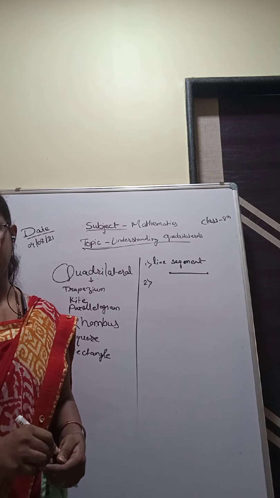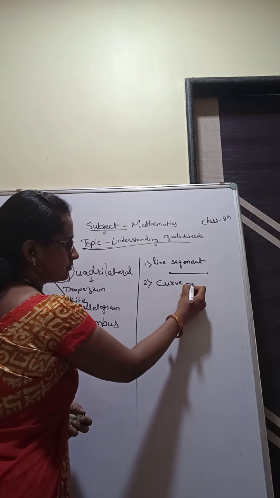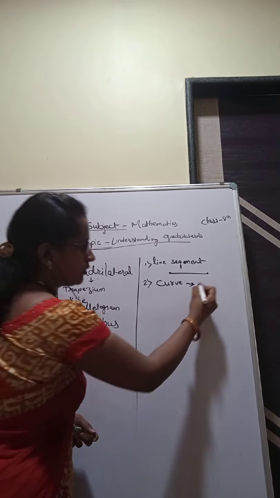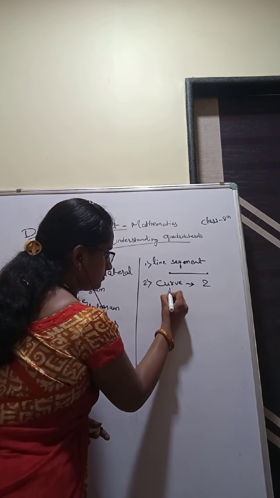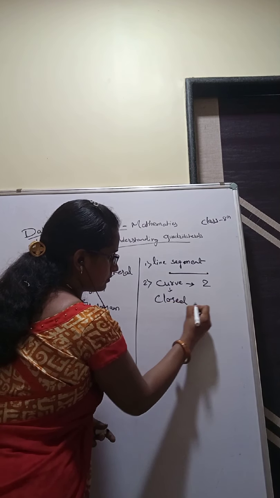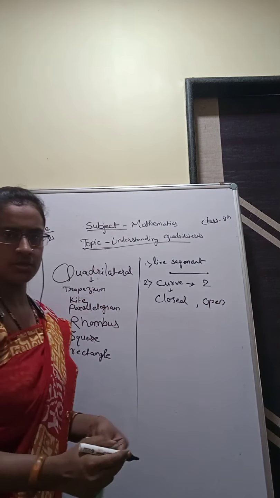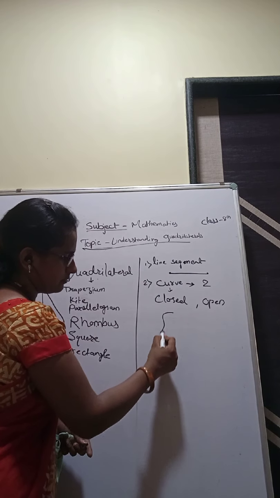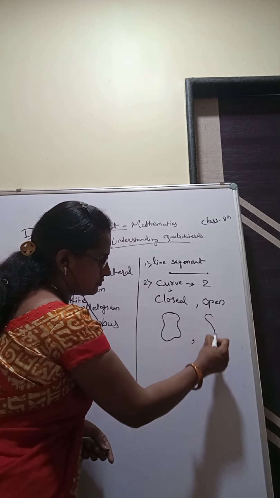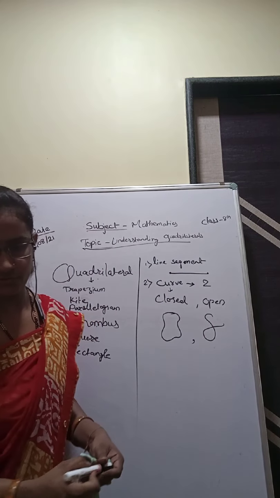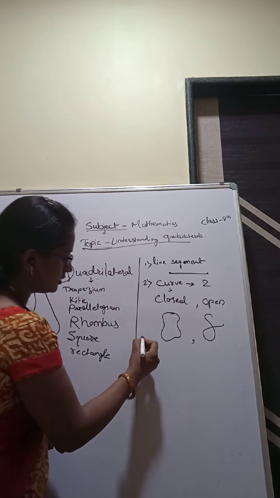Now, how many types of curves are there? Anyone tell me? Yes, it has two types. Name them. First is closed and second is open. A closed curve is one that is closed, and an open curve is one that is open. Understood?